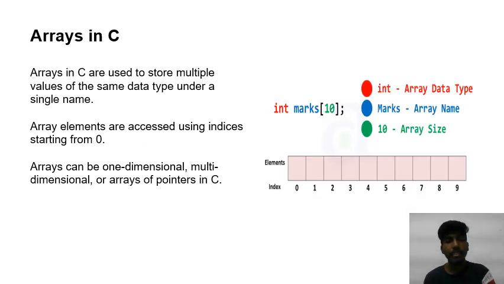Arrays in C. Arrays in C are used to store multiple values of the same data type under a single name. Array elements are accessed using indices starting from 0. Arrays can be one-dimensional, multi-dimensional, or arrays of pointers in C.